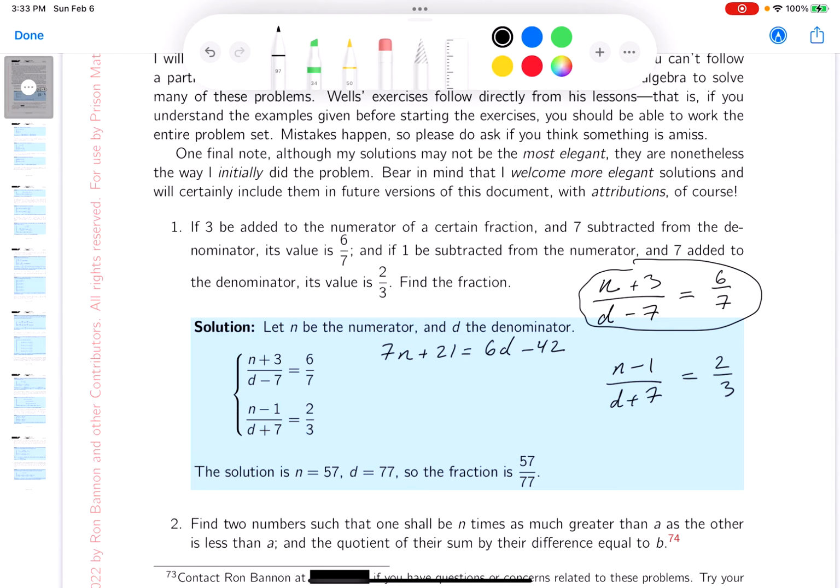I'm also going to simplify the other one. What do you get? Let's write this down. 3n minus 3 equals 7d. And let's see. I'm sorry. I didn't mean to say 7d. I got to go backwards. I'm not thinking about what I'm saying. So 3n minus 3, and then it's going to be 2d plus 14. Sorry about that.